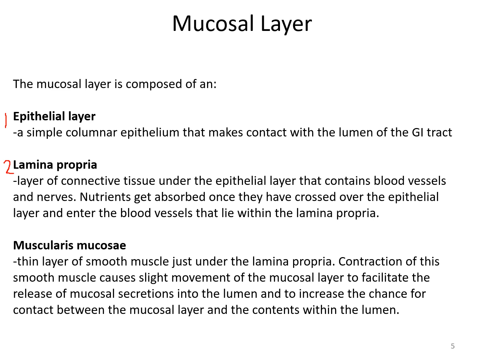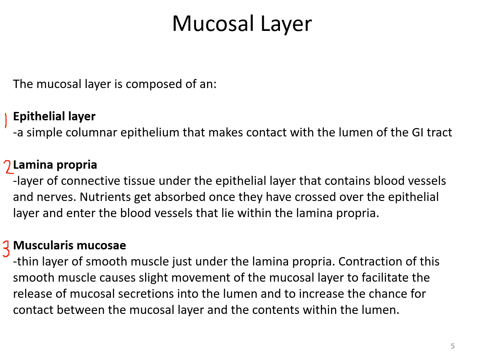Once we break down our food to its smallest component, those nutrients are going to get absorbed. They're going to cross over the epithelial layer and they're going to go into the blood vessels that are laying in that lamina propria. Then the third one is your muscularis mucosa. This is a very thin layer of muscle under the lamina propria.